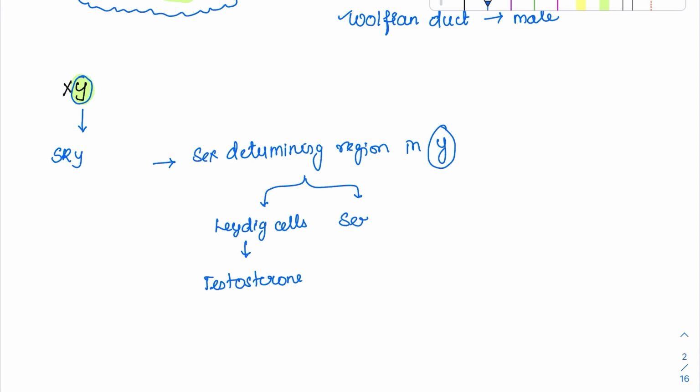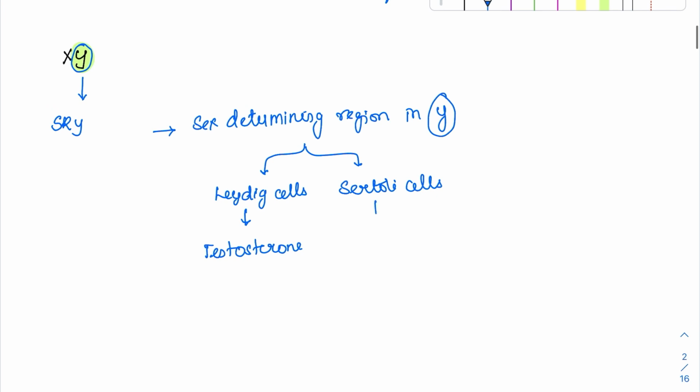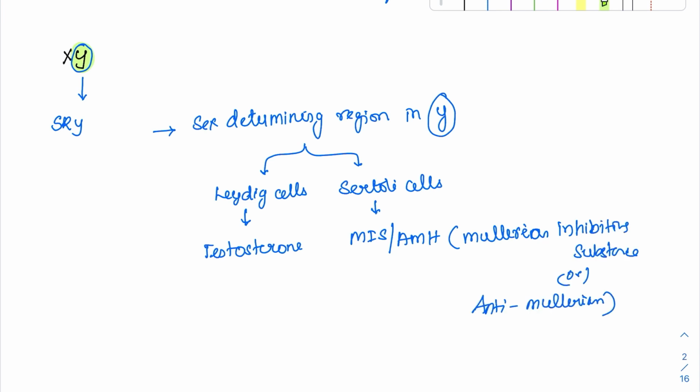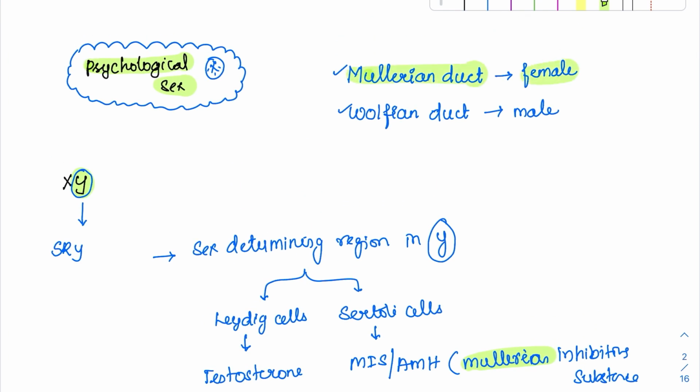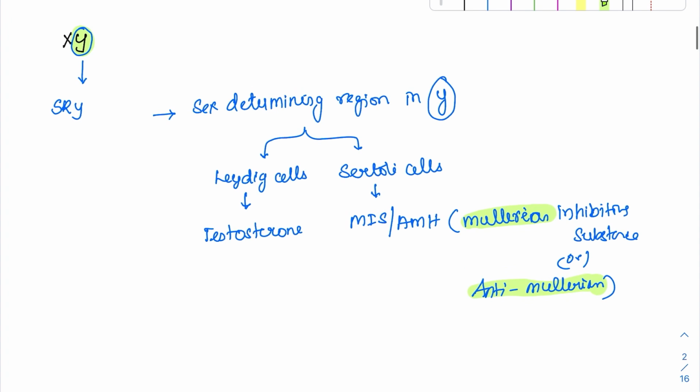Then another one is the Sertoli cells. What do the Sertoli cells do in case of a developing embryo? The Sertoli cells produce something called MIS. What is this? Mullerian inhibiting substance, or AMH, anti-Mullerian hormone. So both of these are going to inhibit the Mullerian. What is Mullerian? The Mullerian was developing into the female sex type. If it is inhibited, then obviously the male characteristic features can be developed. That is why this SRY gene is very important in the development of a male.